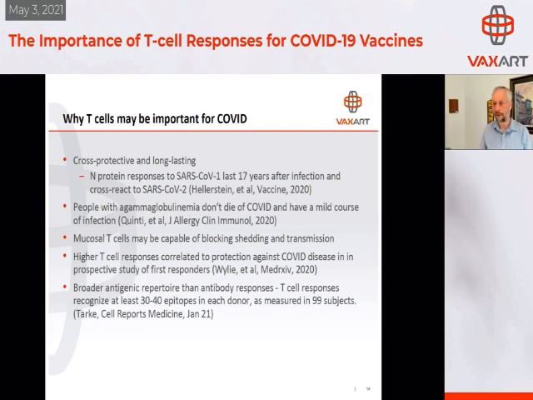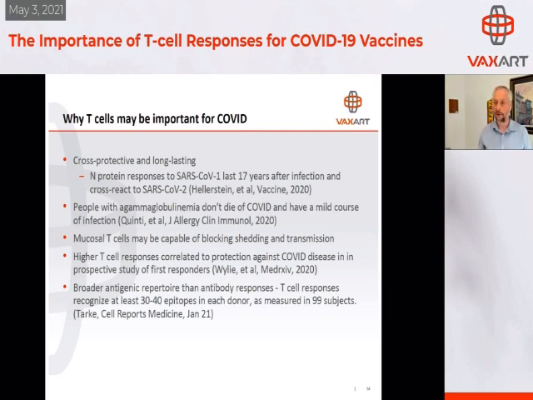We do know that mucosal T cells may be helpful in terms of blocking shedding and transmission, as well as mucosal antibodies. And in a prospective study that was done in England by Wiley, they looked at first responders, healthcare workers, firefighters and police officers, and just measured T cell responses and pre-existing antibody, and just watched them over time. And as they got infected, they figured out that the protection seemed to correlate better with T cell responses. T cell responses seem to protect better against COVID disease than the antibodies that they were measuring. Keep in mind, this is before the advent of vaccines or substantial herd immunity.